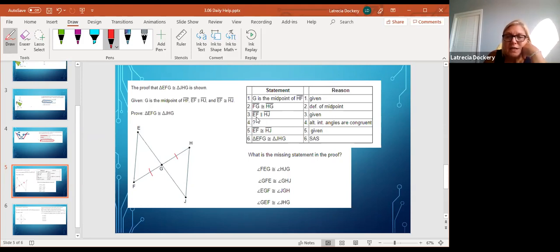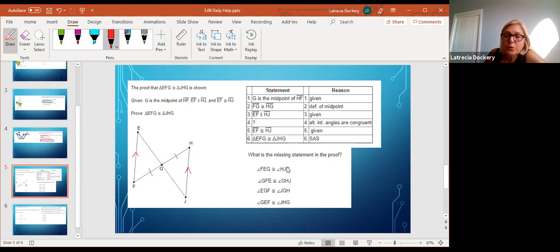It tells us that EF is parallel to HJ. Let's put our parallel signs in: EF parallel to HJ. That tells us something special about FH and EJ. Those are transversals, correct? So that may come into play. The next one, we have a missing congruency, but the reason is alternate interior angles are congruent.